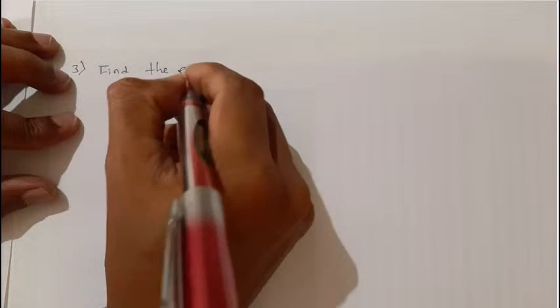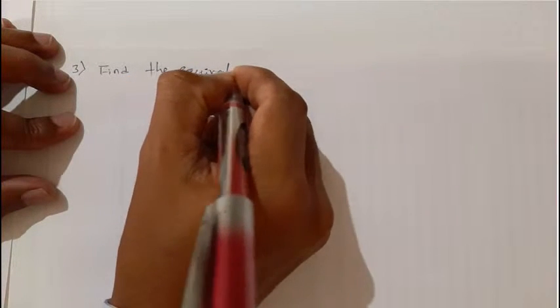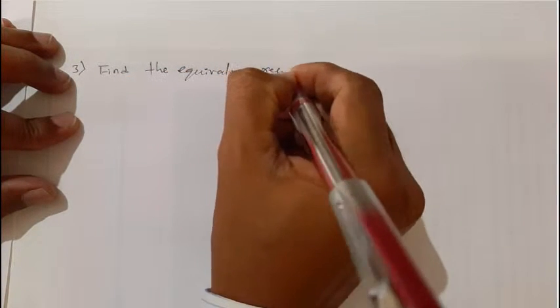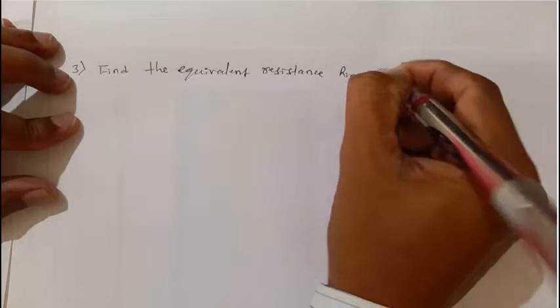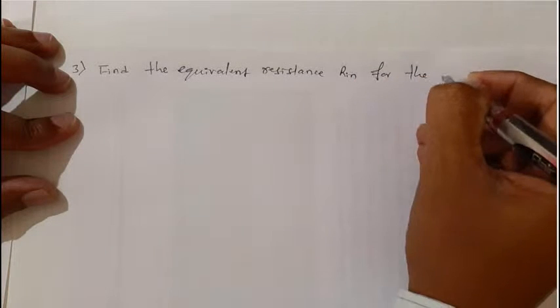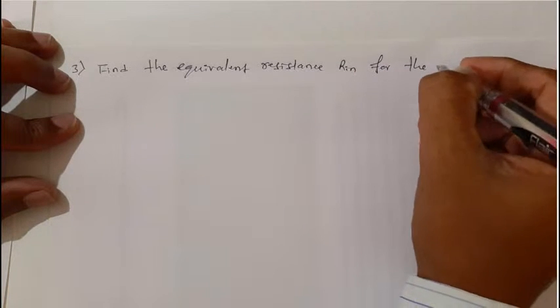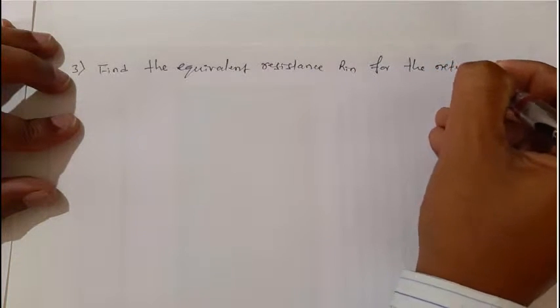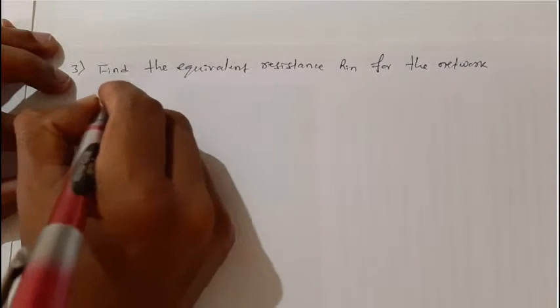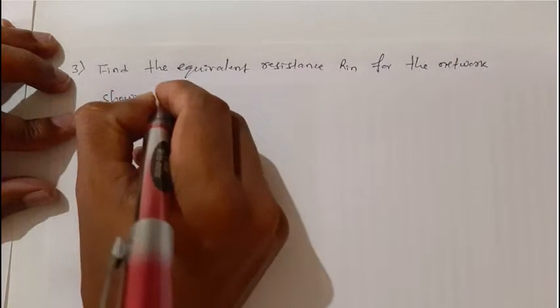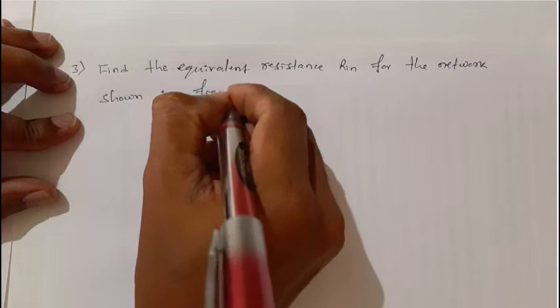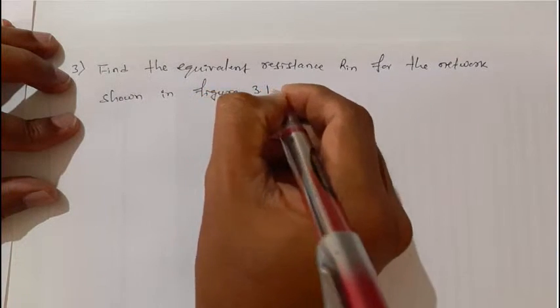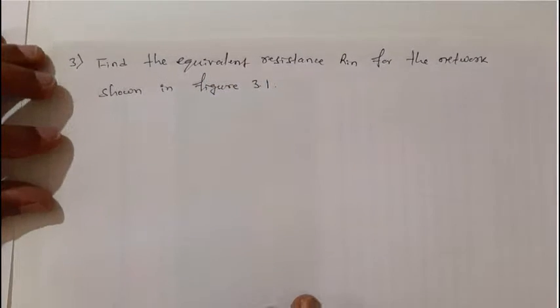find the equivalent resistance R in for the network shown in figure 3.1. Let me draw that figure.